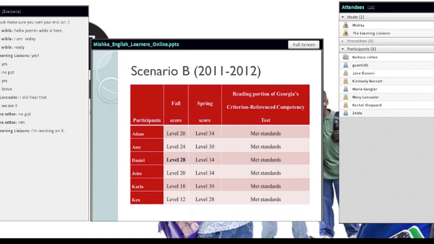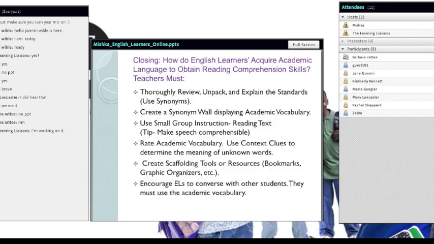All right, so in closing, how do English learners acquire academic language to obtain reading comprehension skills? First, you have to unpack the standards and explain the standards using synonyms. You have to create synonym walls. Use small group instruction, rate academic vocabulary, create scaffolding tools, and lastly, you have to encourage ELs to converse with each other. They must use the academic language.